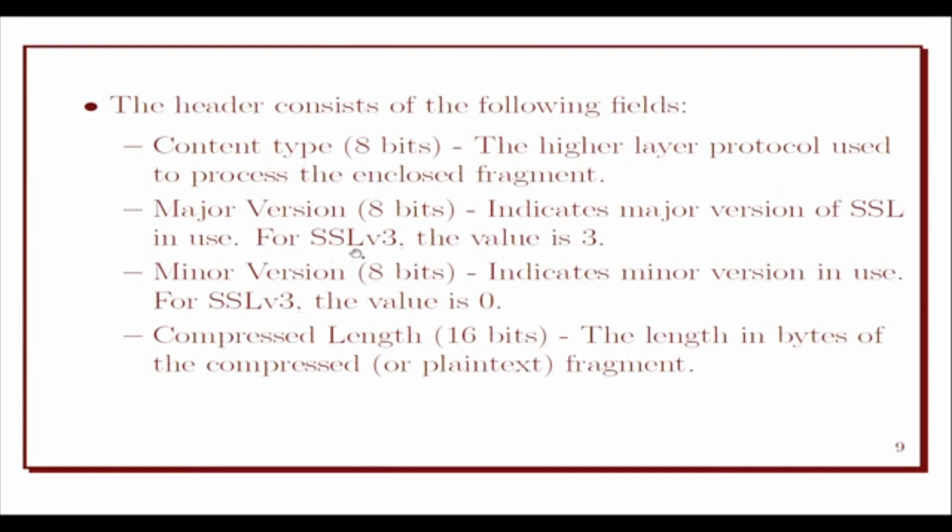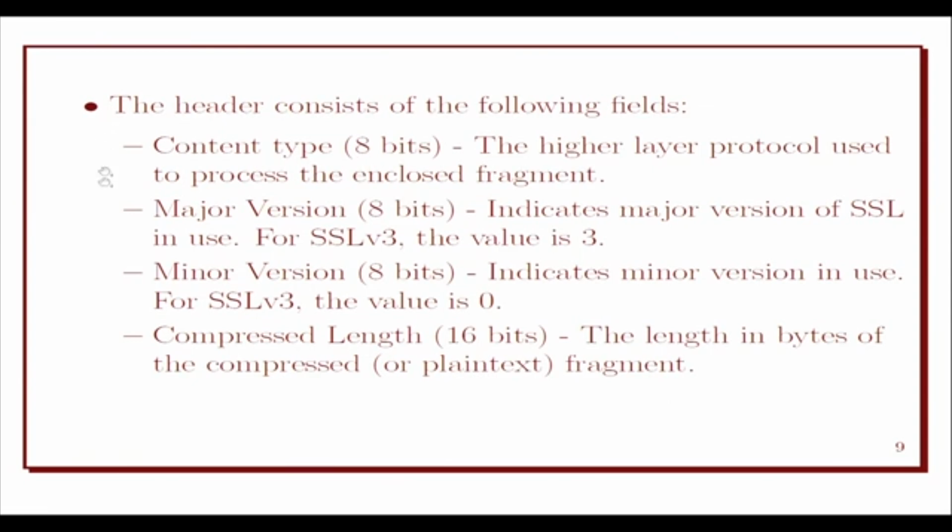For example, if the version of SSL used is SSL v3, then the value of this is 3. So, this 3 will be put in the major version field, and we also use 8 bits to indicate the minor version. If it is SSL v3, then the value is 0. So, this 0 will be put in the minor version, which is also 8 bits, and then the compressed length, which is 16 bits. This is the length in bytes of the compressed or plain text fragment. So, this length you also need to maintain in the header.